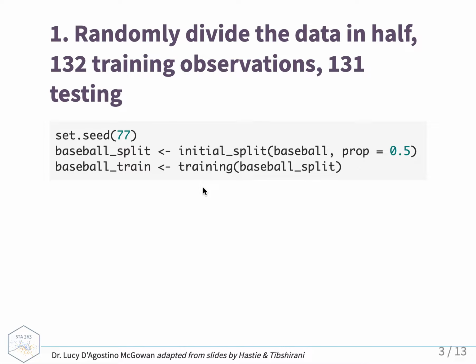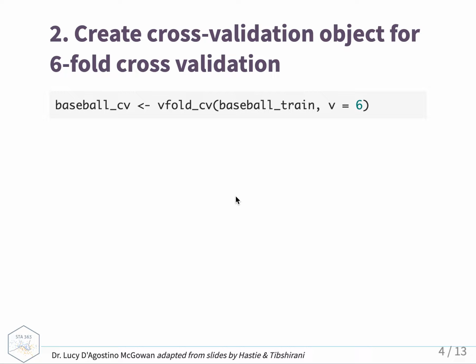The second step is going to be to create the cross-validation object. In this case, I'm going to do six-fold cross-validation. I'm picking 6 just because 132 is divisible by 6, and so that is going to give me an even split in each of my groups. So I've got this object baseball underscore CV that indicates my v-fold cross-validation.